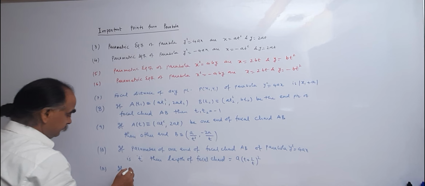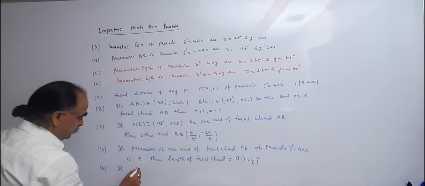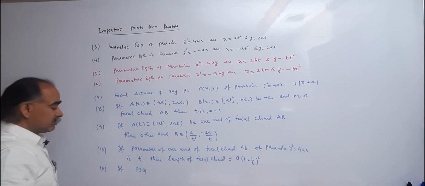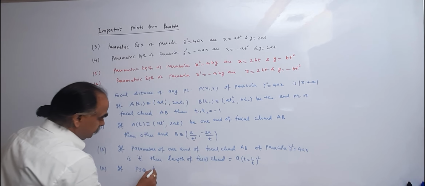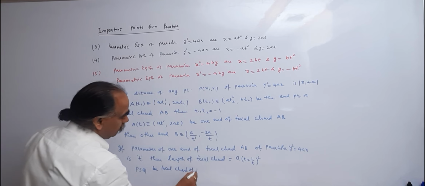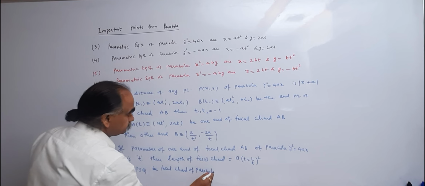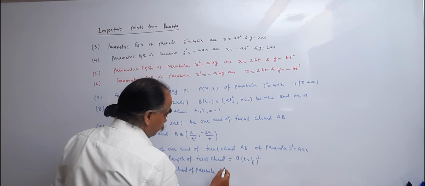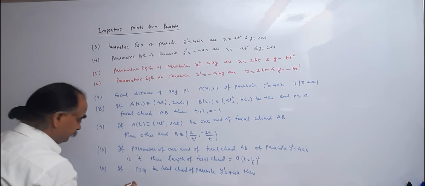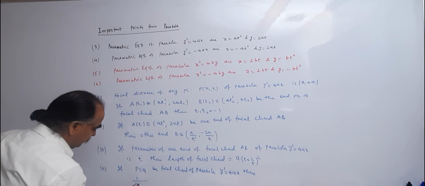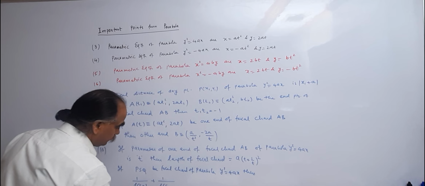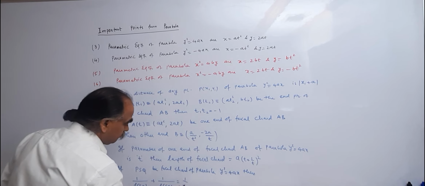If PSQ, where PQ are the end points of focal chord and S is the focus, be a focal chord of parabola y square is equal to 4ax, then 1 upon length SP plus 1 upon length SQ is equal to 1 upon a.